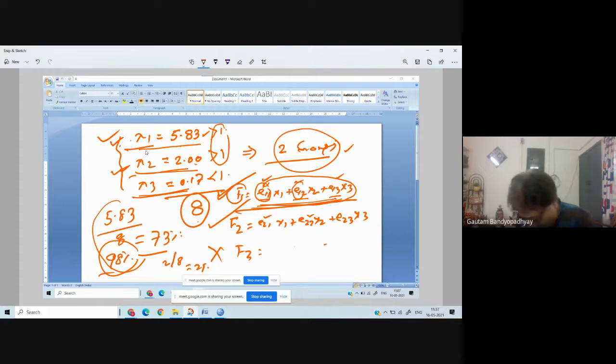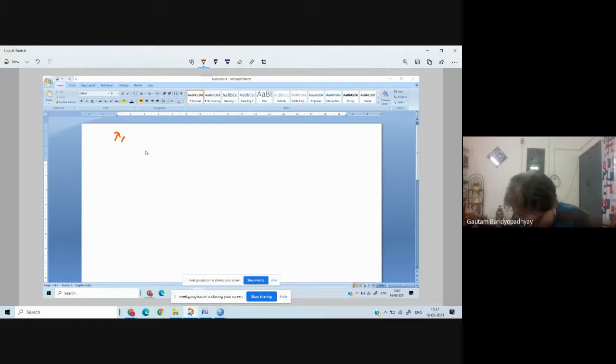So what did you get? I'm telling you, when lambda 1 is equal to 5.83, then F1 is 0.392 x1 minus 0.924 x2, and F2 equals x3. Already I have given my notes to you. So then we get this thing.